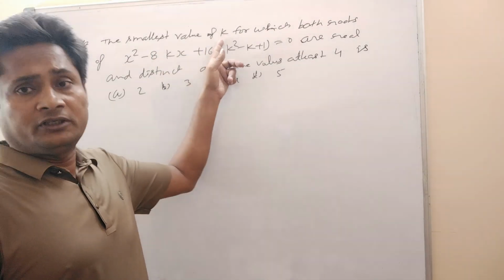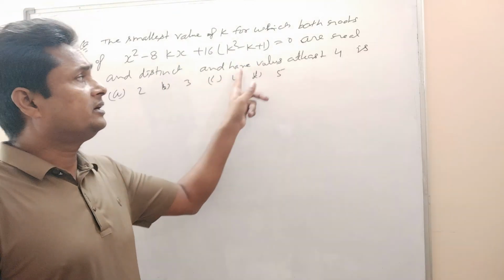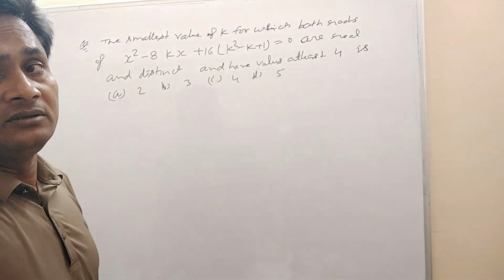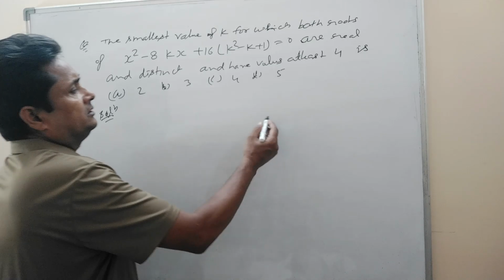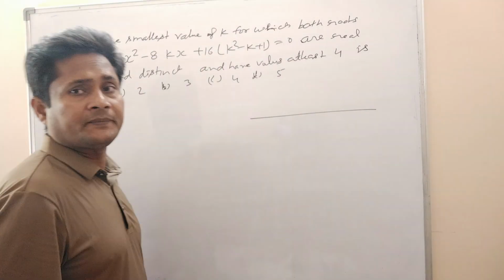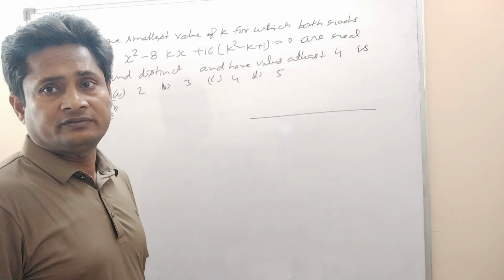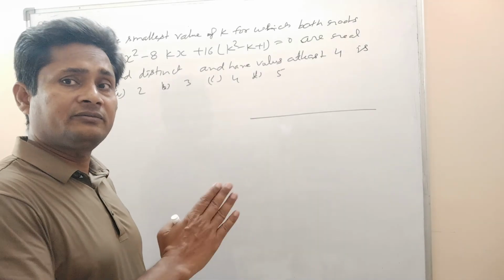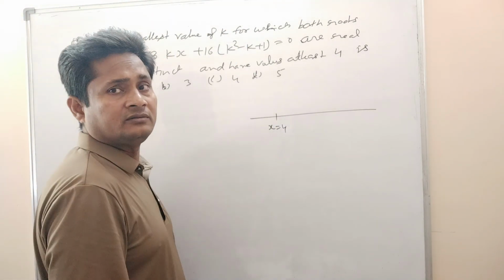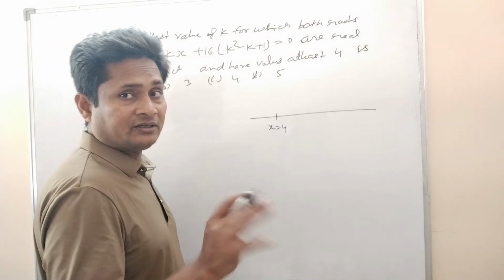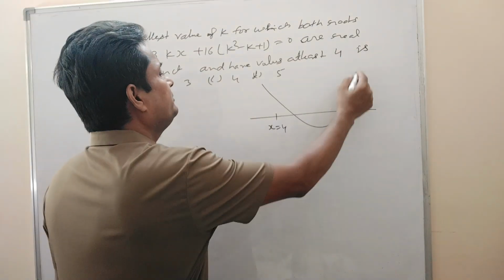We have to find the smallest value of k for which both roots of this equation are real and distinct and have at least value 4. So what can be the graph in this case? If you draw on number line, both roots are having the smallest value 4. That means both roots cannot be less than 4. So we can mark x equal to 4 somewhere, and both roots are greater than 4. That means graph will be like this one.